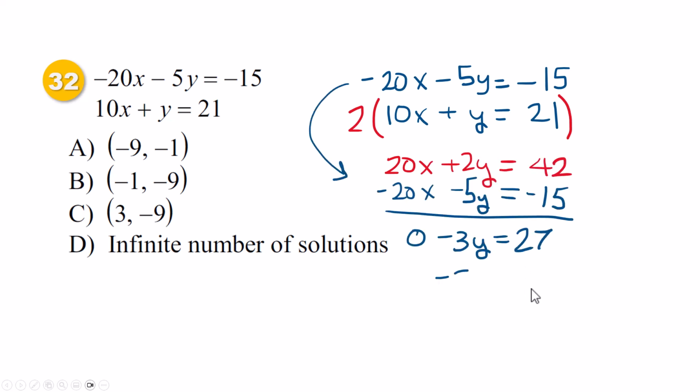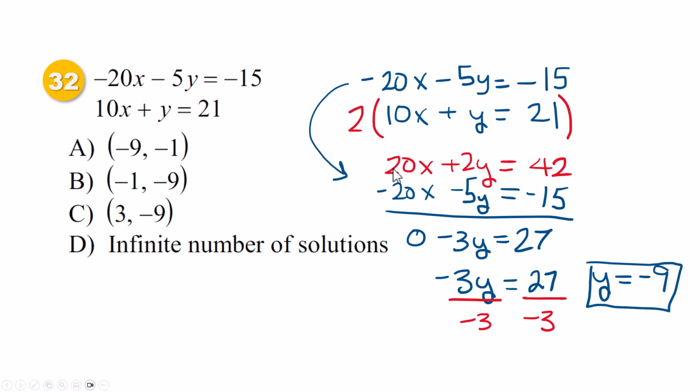And I rewrite that. I squish them together. All right, the 20's canceled out. The x's canceled out, but the positive 2y and the negative 5y left me with a negative 3y. 42 minus 15 is 27. Negative 3y equals 27 divided by negative 3. So I've got y equal to negative 9.